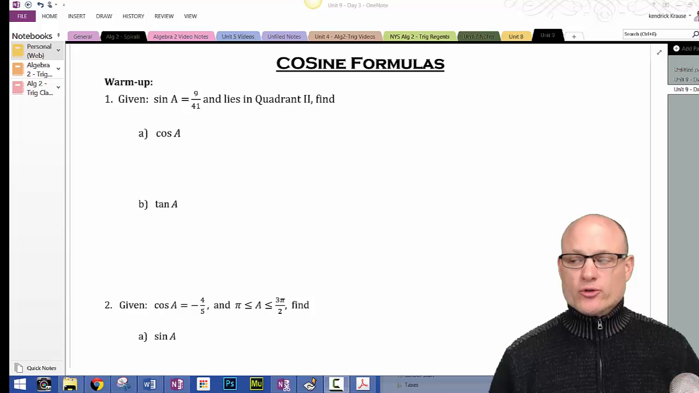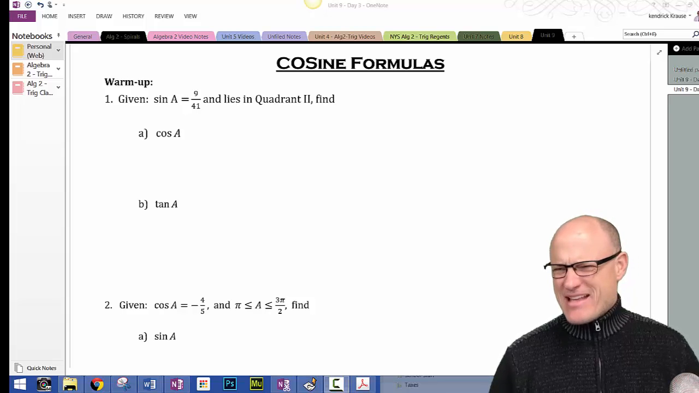Oh, older, not old. What we're going to be doing is cosine formulas. Everybody's favorite stuff to do in math. It's amazing.